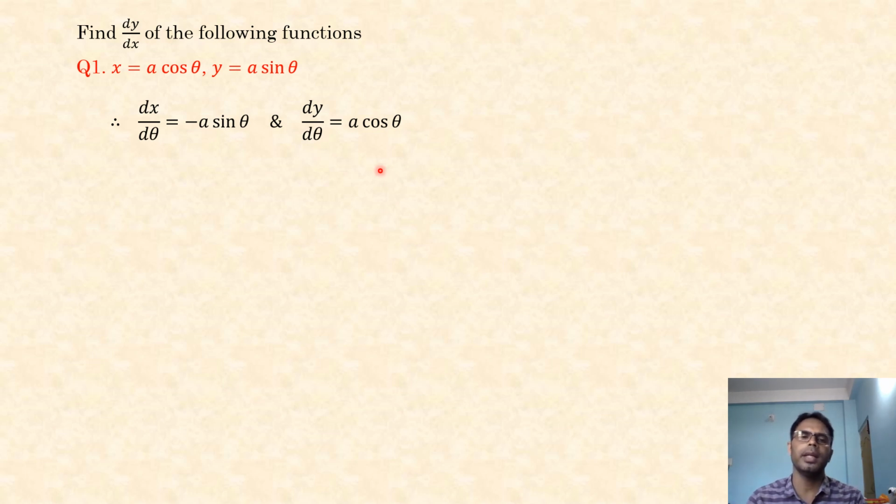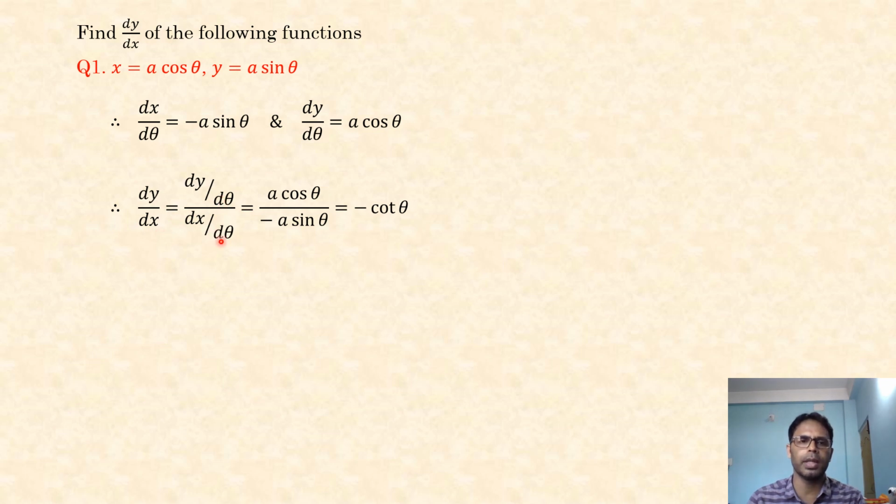So our first step is complete. Now we need dy/dx. So dy/dx is equal to dy/d theta in the numerator and dx/d theta in the denominator. Theta will get cancelled. Now just replace the values: dy/d theta is a cos theta and dx/d theta is minus a sin theta. Minus will be there and a is cancelled, cos by sin is cot theta, and that is the answer.